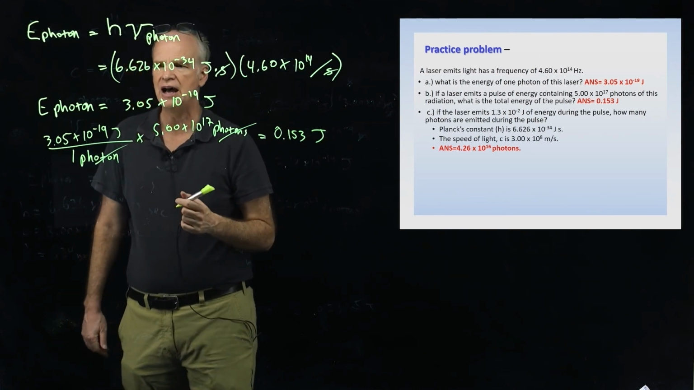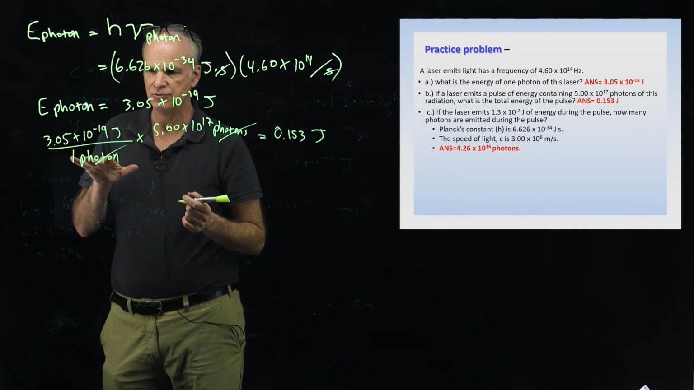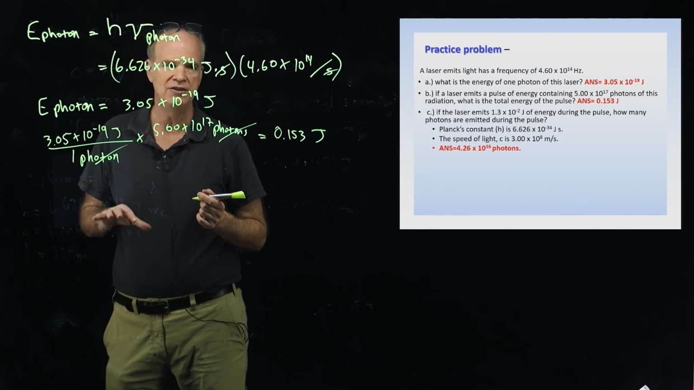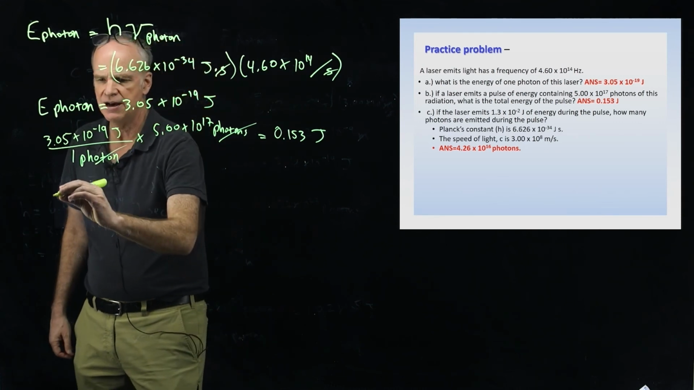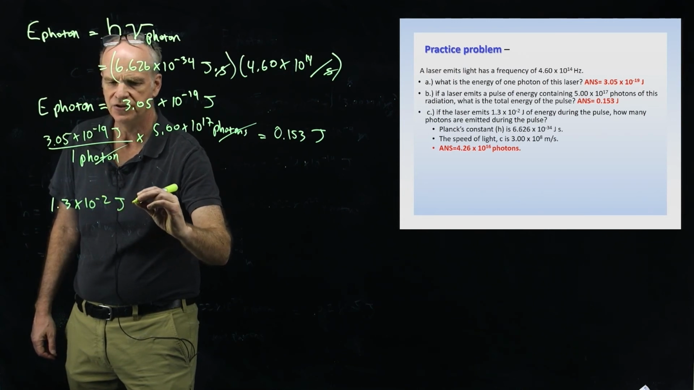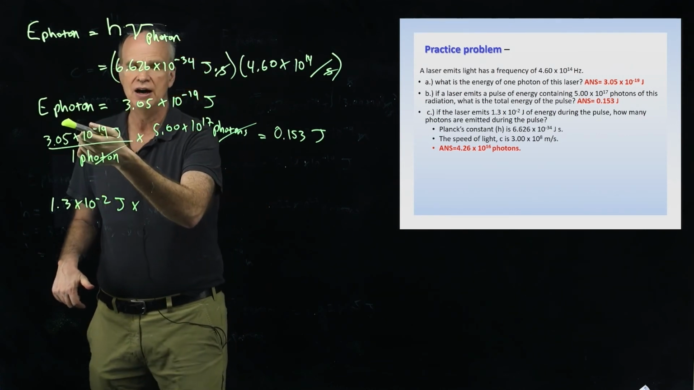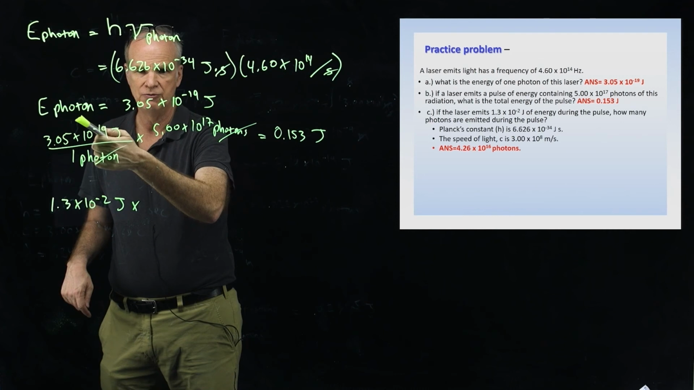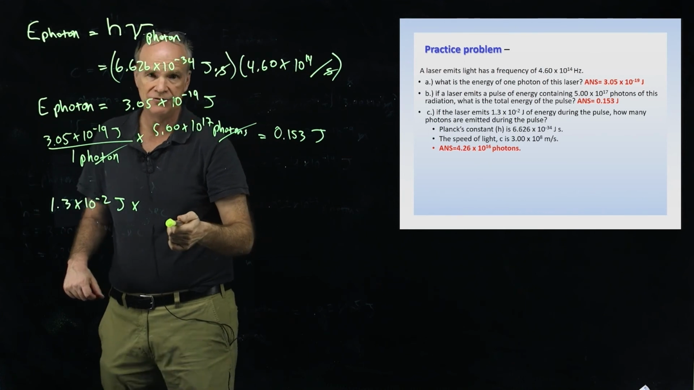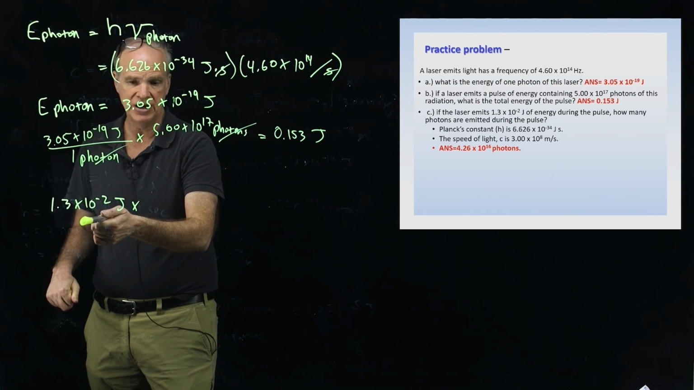Okay, and so the last question is, if the laser emits that amount of energy in that problem there, which is 1.3 times 10 to the negative 2 joules of energy in the pulse, how many photons are emitted in that particular pulse? So here we have 1.3 times 10 to the negative 2 joules in a particular pulse. And what we're trying to do is figure out, if one photon of this particular frequency has this amount of energy, which is 3.05 times 10 to the negative 19 joules, how many photons would be required to give us this energy in the pulse, which is 1.3 times 10 to the negative 2 joules?